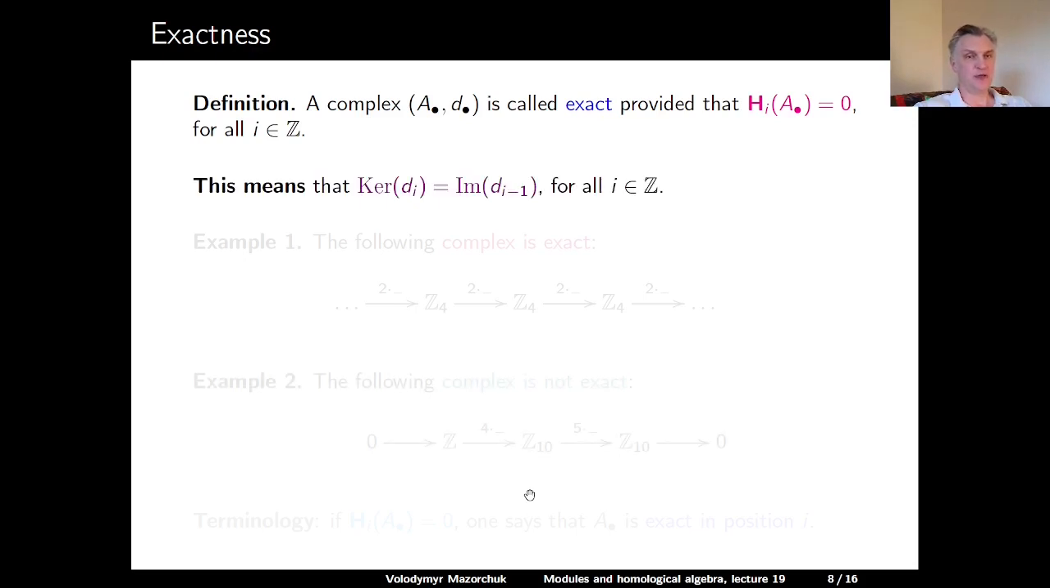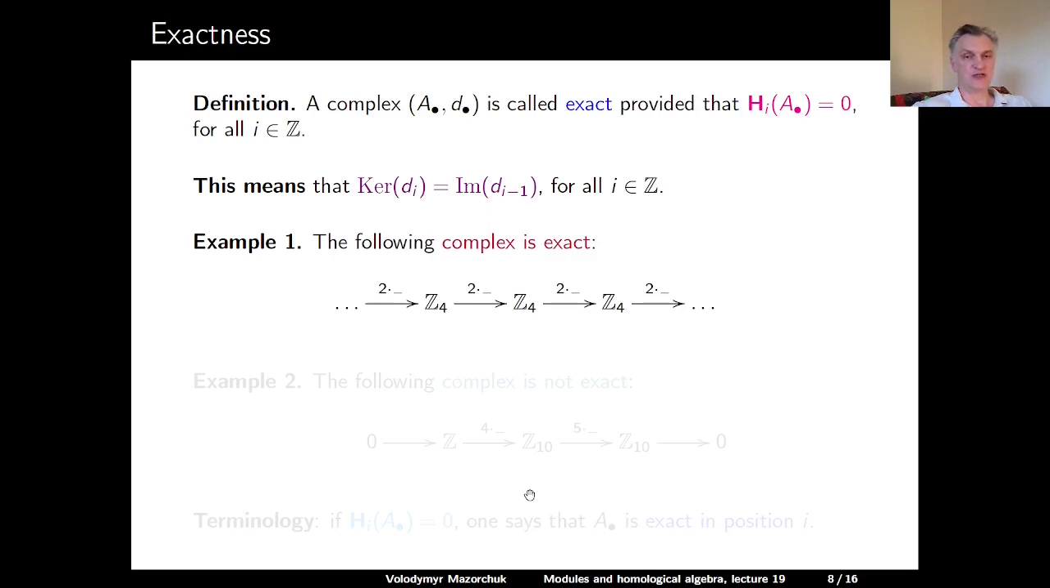This means, in particular, that the kernel of D_i is equal to the image of D_{i-1} for all integers i. Here's an example.